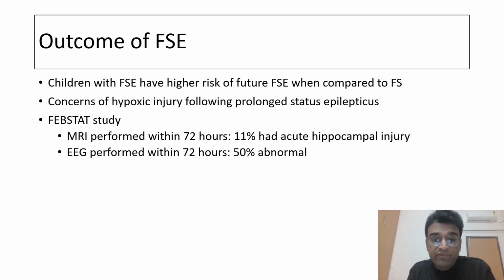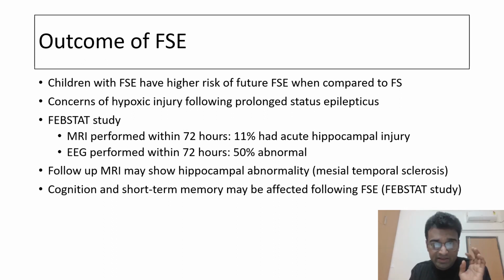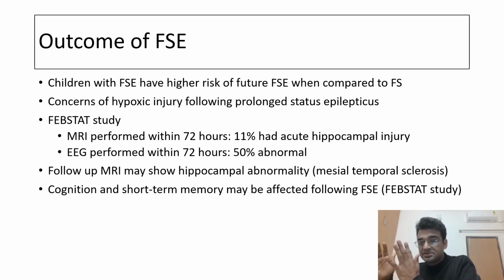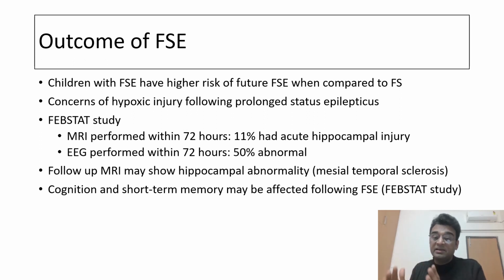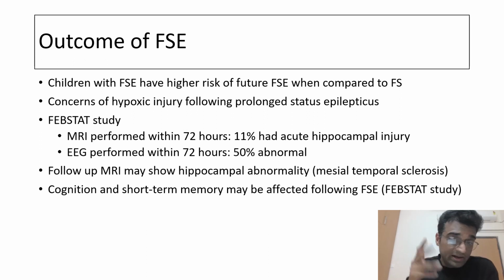Similarly, if the EEG is performed within 72 hours, 50% of them, abnormalities can be detected. So why are we interested in MRI and EEG getting performed within 72 hours? We want to predict, will they have a higher chance of developing another FSC? Are they at a higher chance of developing an epilepsy?